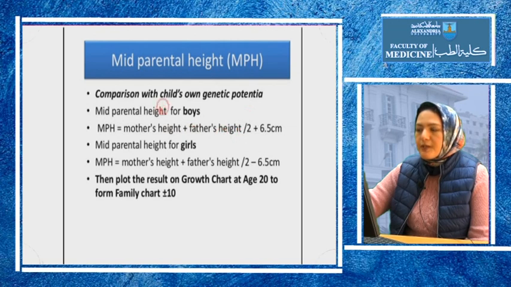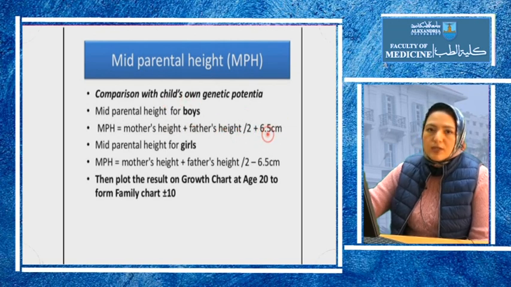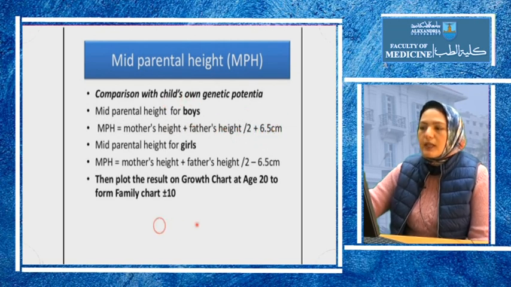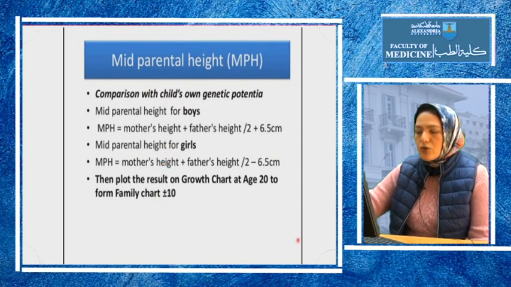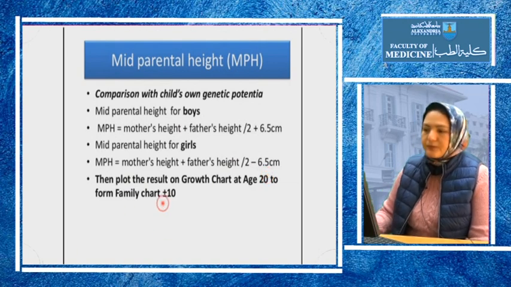In the case of boys, you add 6.5 centimeters to this equation. In the case of females, you subtract 6.5 centimeters. And the net result represents the height of this child at the age of 20 years. So the figure from this equation will be plotted on the growth chart at the age of 20 to form what is called the family chart.